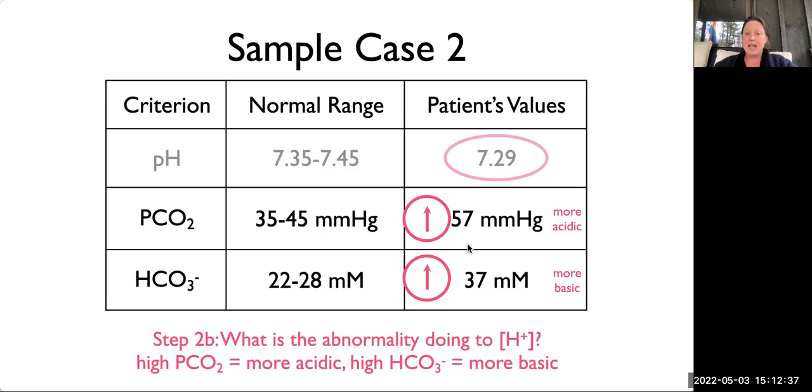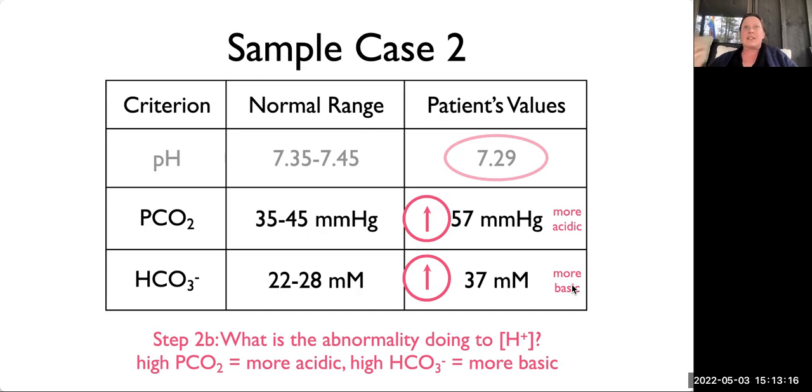So let's take a look. If CO2 is high, it is making the body more acidic. Remember, CO2 turns into acid. If bicarbonate is high, then it's making the body or the plasma more basic. So at this point, we have to go back and just remember what the pH is, or remember that it's acidosis. So if I have acidosis and there is something that is making me more acidic, then this is where I'm going to place the blame. It is not this, because this is making things more basic.